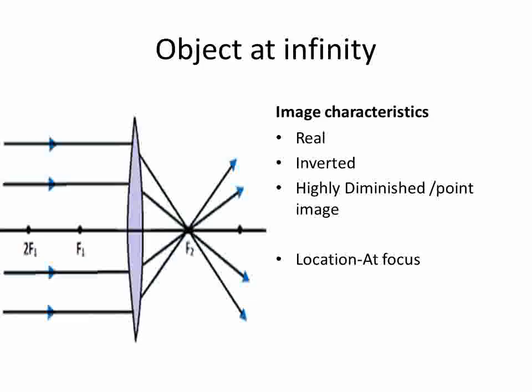Let us come to the third point, highly diminished. Highly diminished means very, very small. It is just a point image, and when this point image is formed on the paper, the burning glass burns the paper. And finally, the location: it is at the focus of the lens.